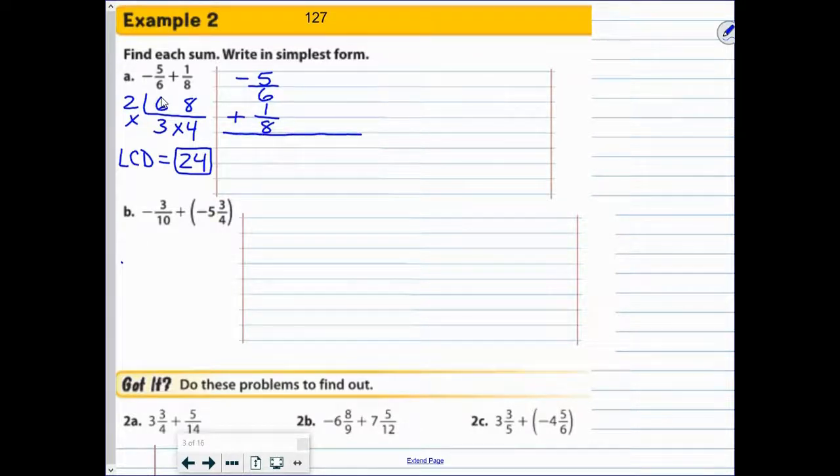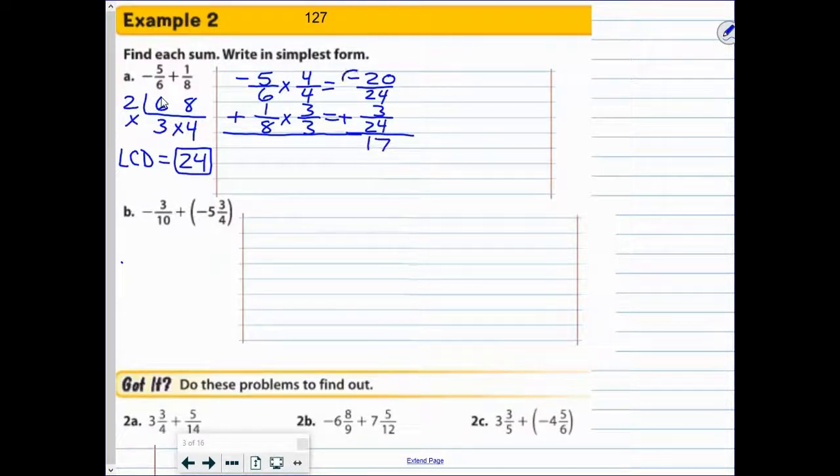Remembering that my least common denominator is 24, I'm going to multiply 5 and 6 by 4, and I'm going to multiply 1 and 8 by 3. This is going to give me negative 20 over 24 on the top, and it's going to give me 3 over 24 on the bottom. Since I have different signs, I'm going to subtract 20 and 3, and that gives me 17.